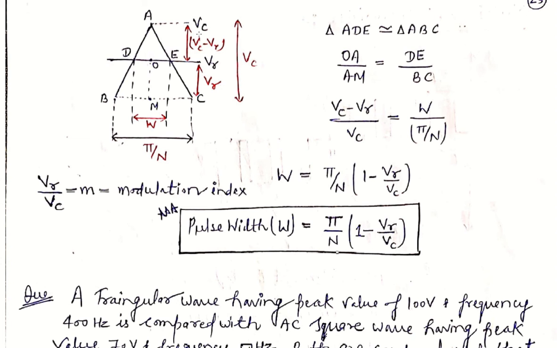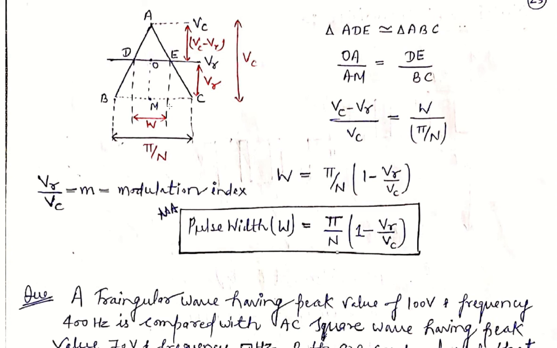So the whole AM equals VC. Why VC? Because it is the amplitude of the carrier signal. So the whole amplitude up to AM is VC, and this OM equals VR, because it is the reference signal amplitude. If we subtract VC minus VR, we obtain AO, which is VC minus VR. And the pulse is generated at the comparison of these two points. If you draw a perpendicular line from D and E, then a pulse is generated having width W.